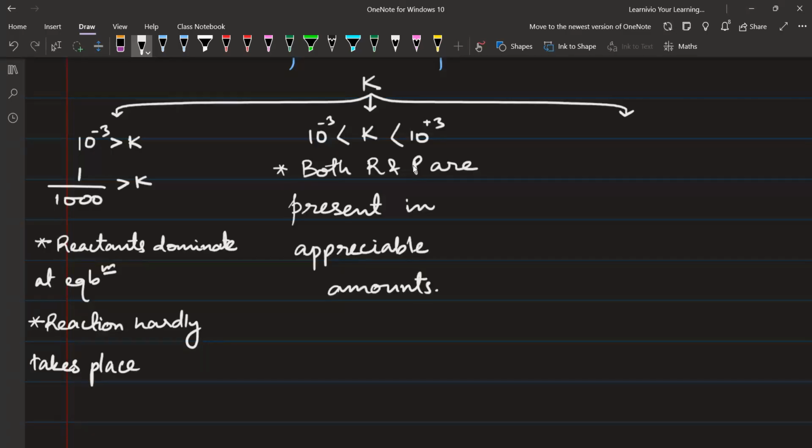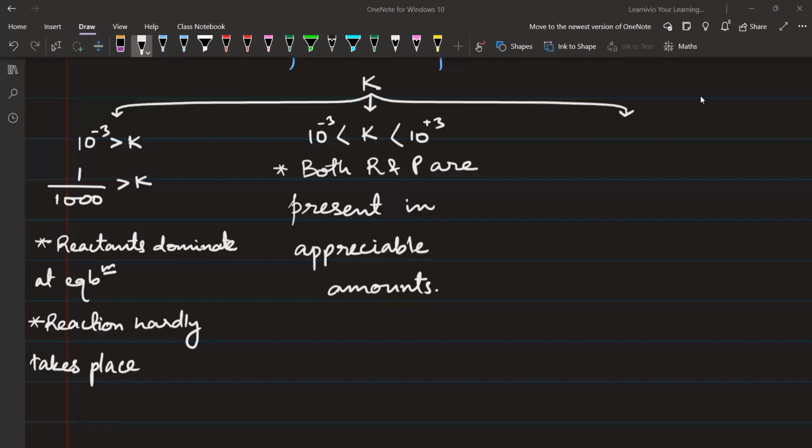What is the meaning of appreciable? Appreciable means measurable amounts, right? And if you want to look at equilibrium, what is present at equilibrium? So you will find both. Reactant will also be there, and you can also detect the product. But in the first case, if you want to check what is there in the equilibrium, then if you want to detect it, you will only find reactant. You will not even see product, because for every 1000 reactant there is one product.